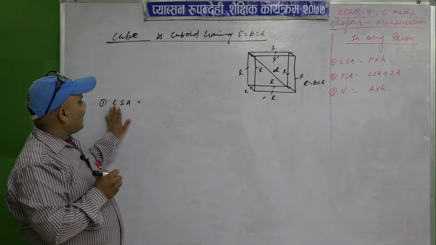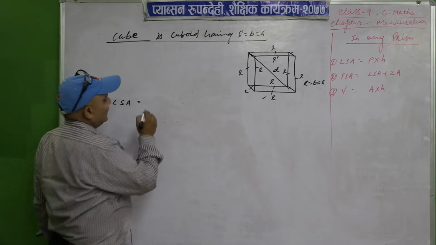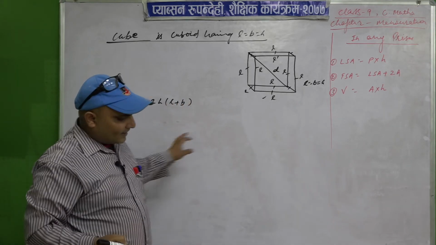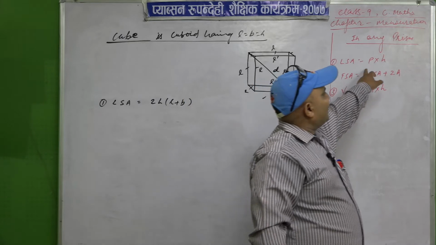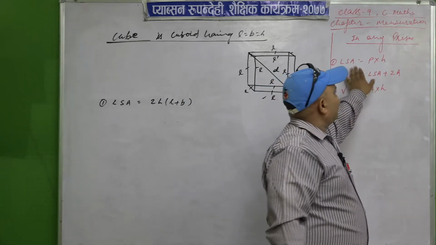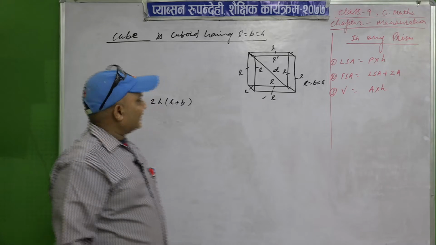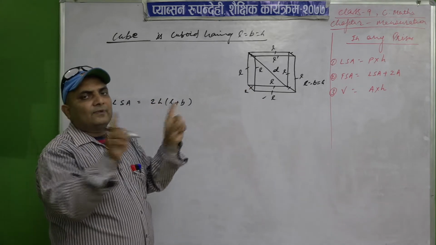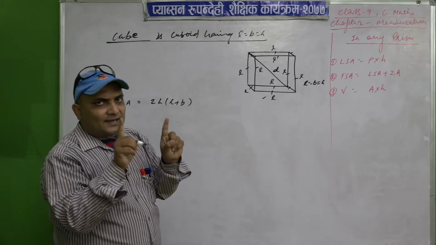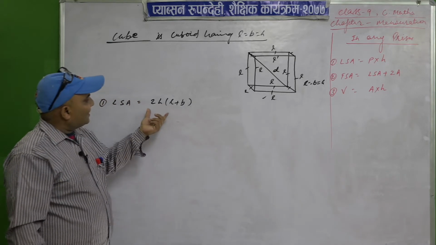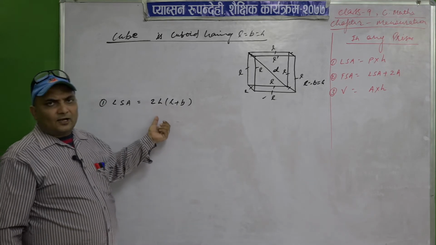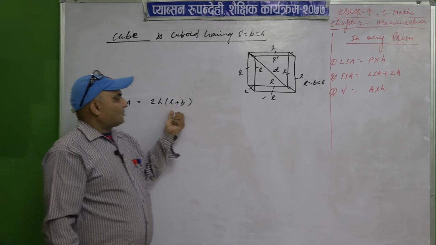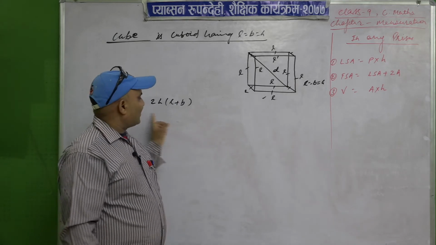Then what is the formula of LSA of a rectangular prism or cuboid? That is 2H(L plus B), or we can also use the formula perimeter into height. If you use perimeter into height, you will get the same result. I am not going to use that one. I am going to use this one to make a relation between rectangular prism and cube. So this is the lateral surface area of a cuboid or rectangular prism. This is the formula 2H(L plus B), and since a cube is also a cuboid, we can use this formula.